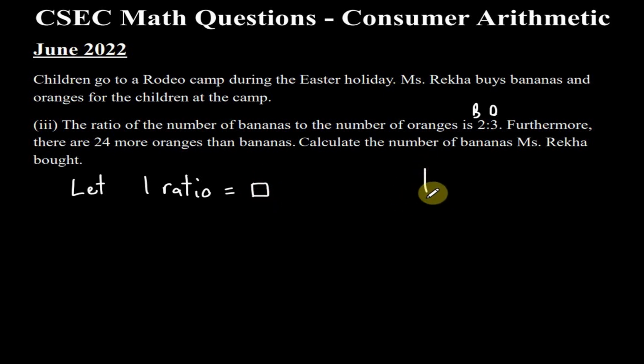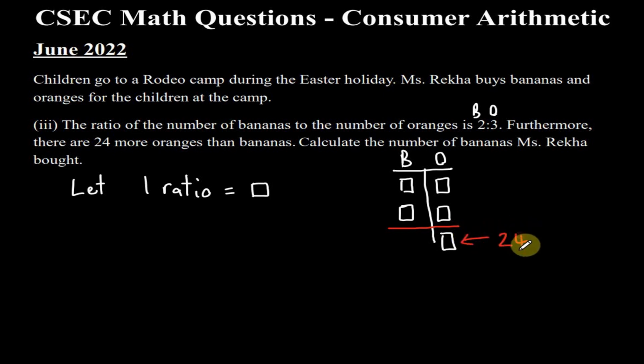Now, when it comes to bananas, we'll have 2 ratios representing bananas. So I'll use 2 boxes to represent the bananas. And this is the side that represents bananas. Over here, we have oranges, and we have 3 ratios that represent oranges. Now, each box represents the same amount. Up to this point, we would have had the same amount. Now, they outlined in the question that there are 24 more oranges than bananas, which means this box right here must represent 24 because it's the only thing extra that we have here.